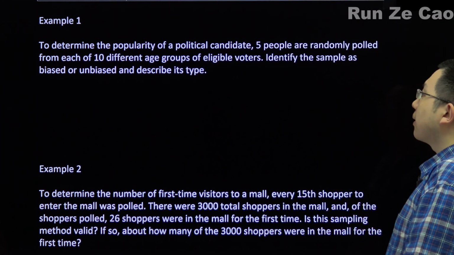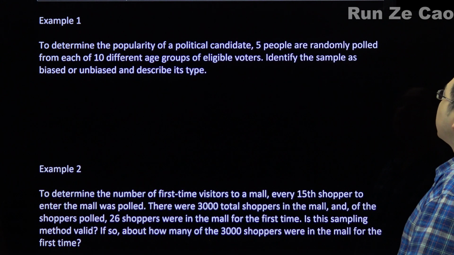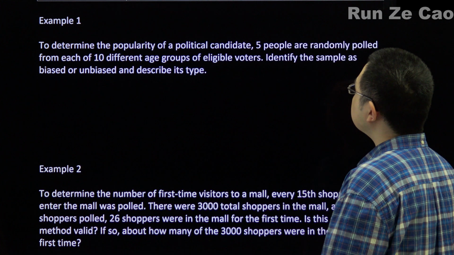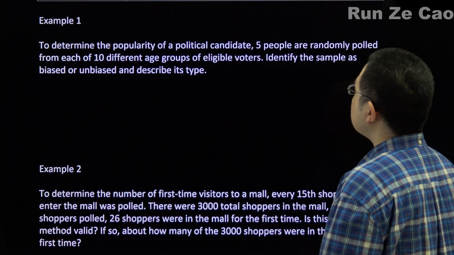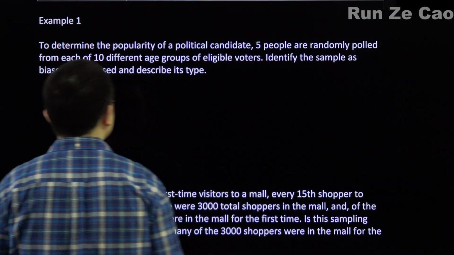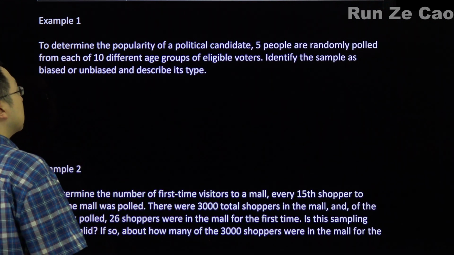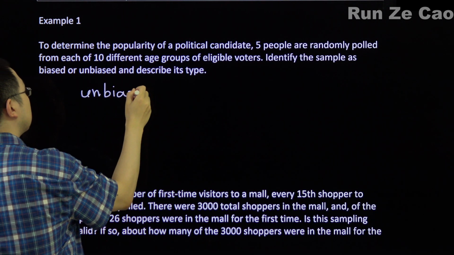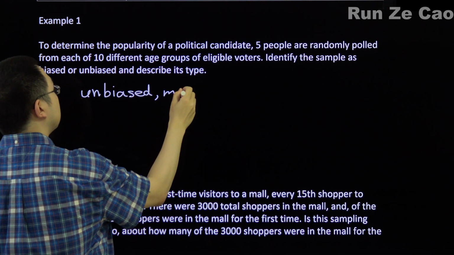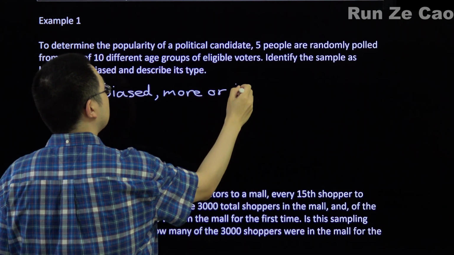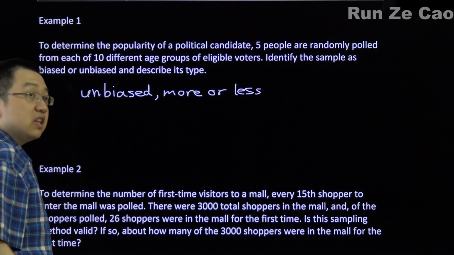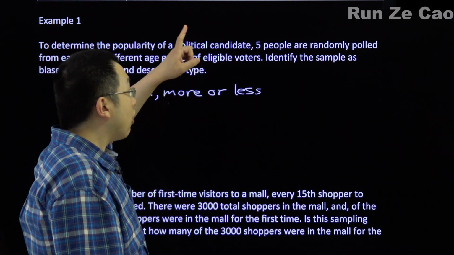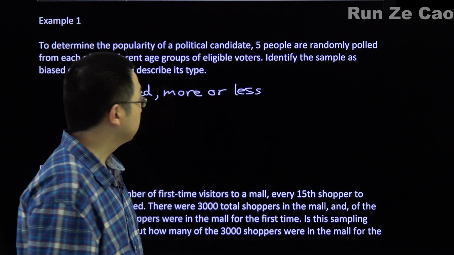Okay, example 1. To determine the popularity of a political candidate, 5 people are randomly polled from each of 10 different age groups of eligible voters. Identify the sample as biased or unbiased and describe its type. This seems unbiased. More or less. Why? Well, if these age groups of eligible voters are differently sized, then you get overrepresentation of the smaller groups.